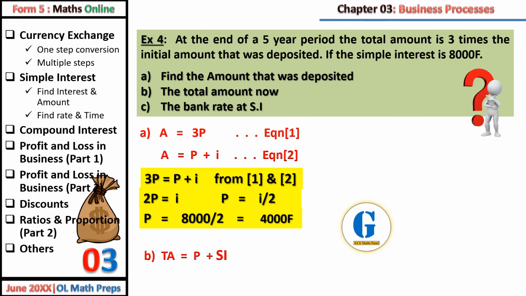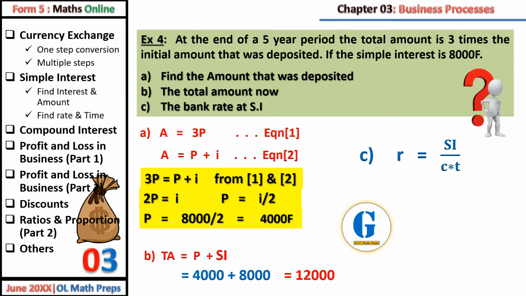B, the total amount will be principal plus simple interest. That gives us 4,000 plus 8,000, which equals 12,000. And the bank rate is given by simple interest divided by capital times time. This gives us 8,000 over 4,000 times 5. So we have a rate of 40% per year.